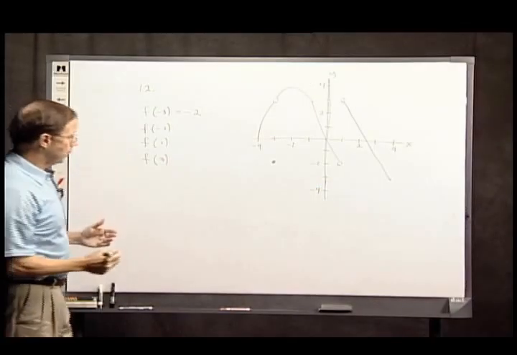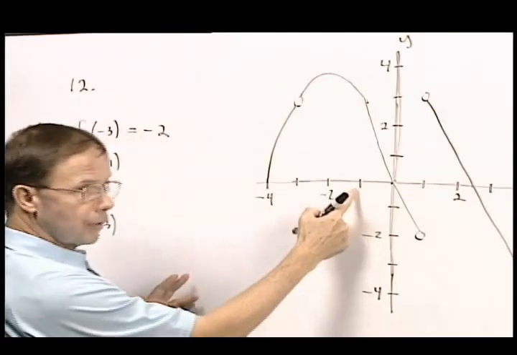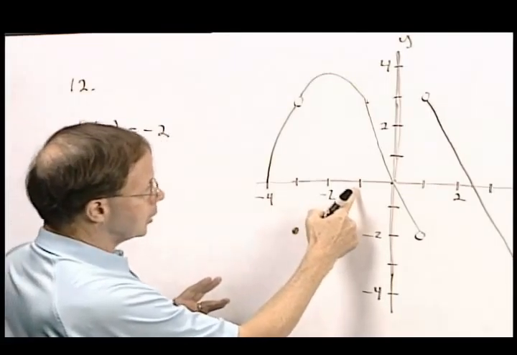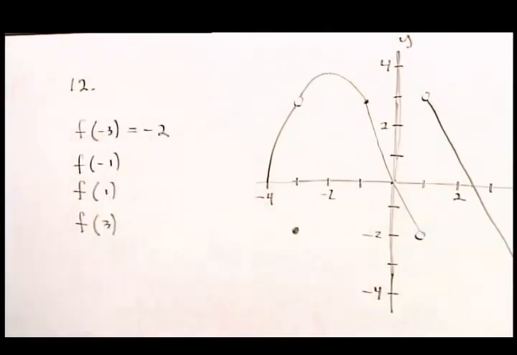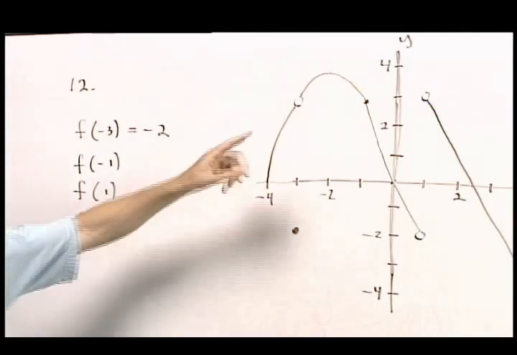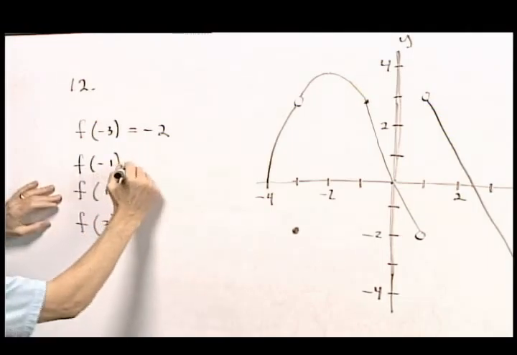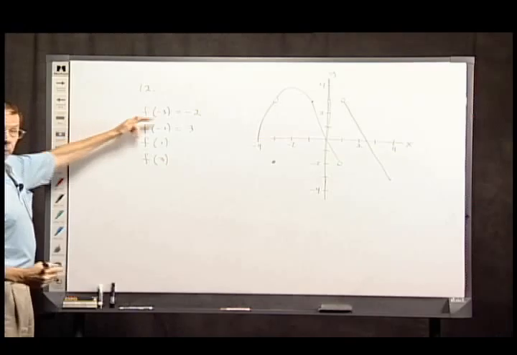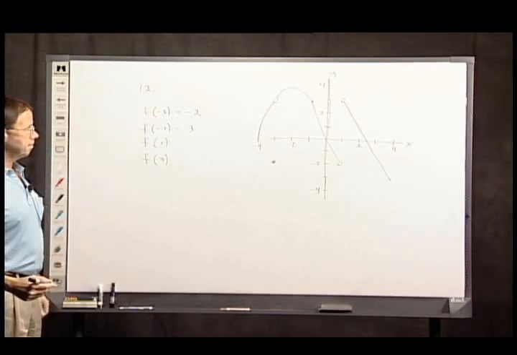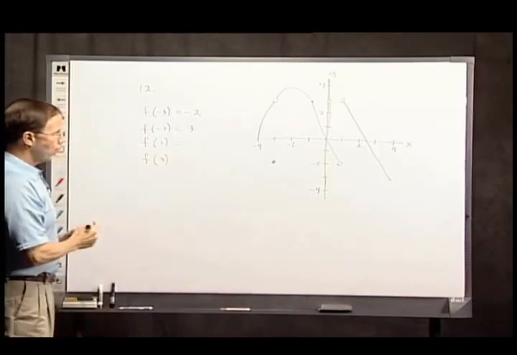f of -1. Okay, I'm looking for a point that has an x-coordinate of -1. Well, there's -1, and here's that point. Yeah, there is a point there. The y-coordinate of that point is 3, and that's what we mean by f of -1. It's the y value that goes with an x value of -1. So far, so good.